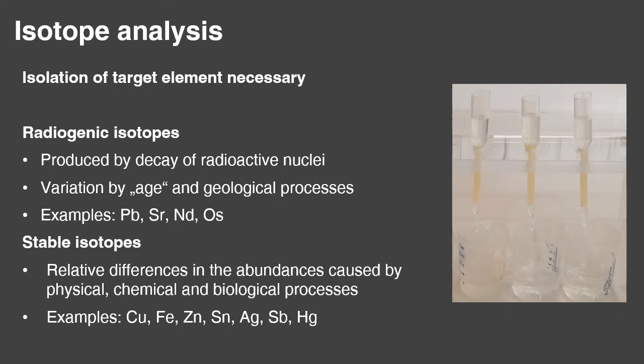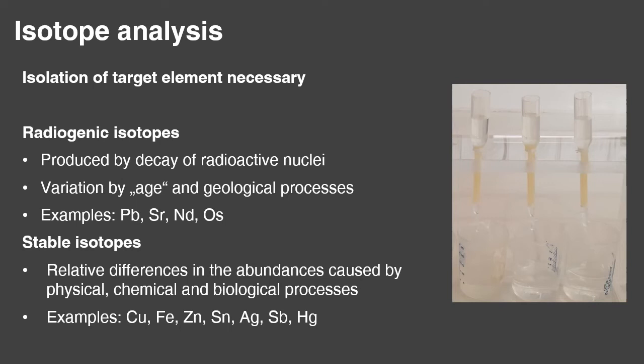In general, two types of isotopes can be distinguished from their formation: radiogenic and stable isotopes. Radiogenic isotopes are produced by the decay of radioactive nuclei. Variations in their abundances depend on the time passed and different geological processes. Elements with radiogenic isotopes that are used in archaeometry include lead, strontium, neodymium, and osmium. Relative differences in the abundance of stable isotopes are caused by physical, chemical, and biological processes. Stable isotopes of copper, iron, zinc, tin, silver, antimony, and mercury were already used in archaeometry.